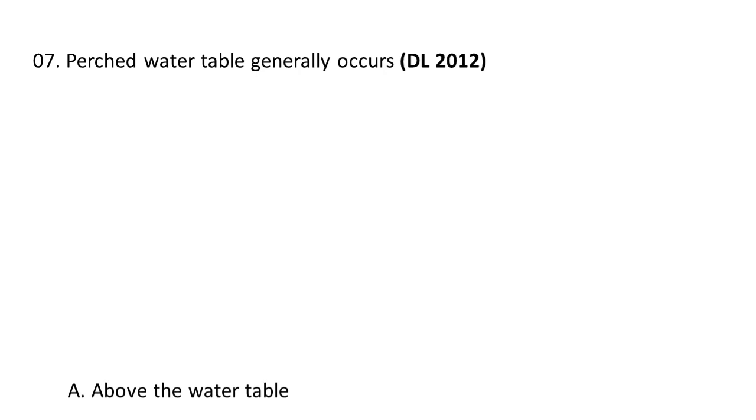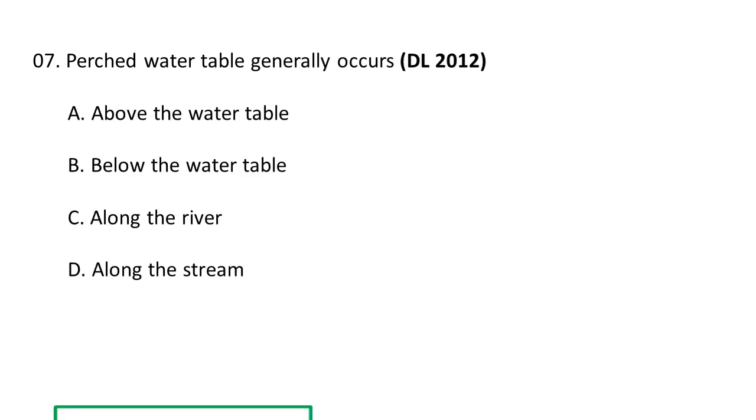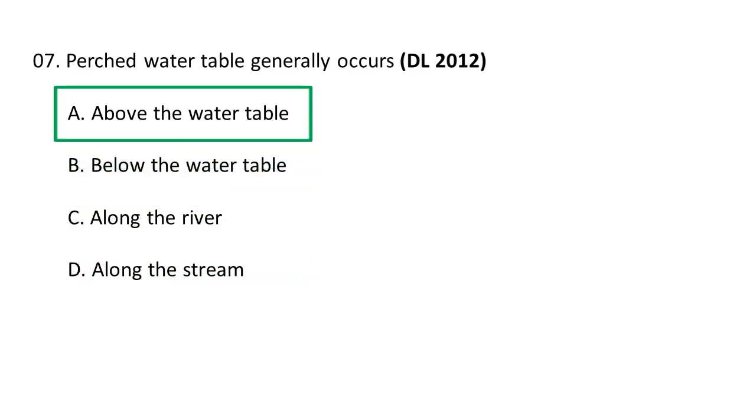Next question. Perched water table generally occurs A. Above the water table, B. Below the water table, C. Along the river and D. Along the stream. Perched water table generally occurs above the water table. A perched water table is also known as a perched aquifer. It generally occurs above the regional water table and is created by an impermeable layer of rock or sediment.